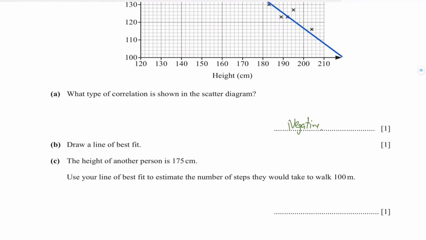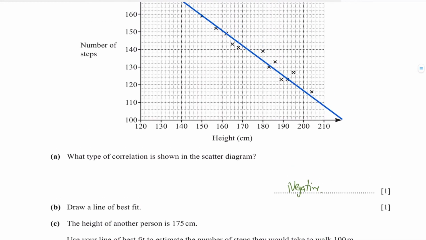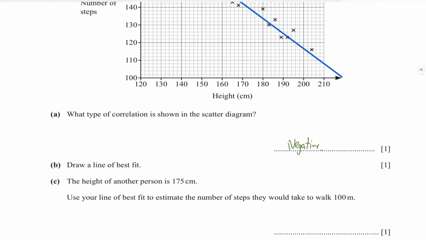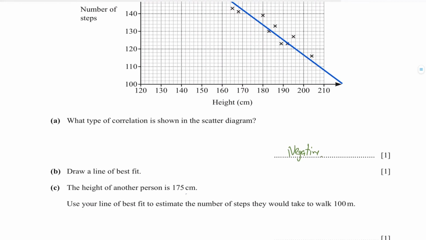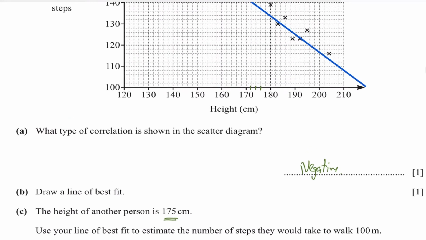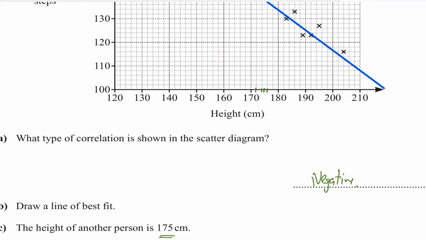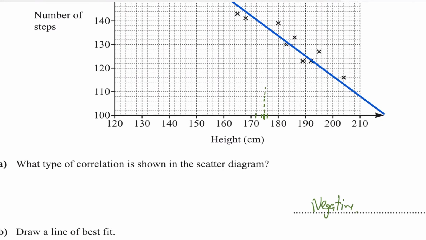Now the question says the height of another person is 175 centimeters. Use the line of best fit to estimate the number of steps they would take to walk 100 meters. We have height as 175. So we're going to look at the x-axis and point out where 175 is. This is 172, this is 174, and this is 176. So 175 is going to be exactly in between 174 and 176. So we're going to go all the way up till we reach the line of best fit.